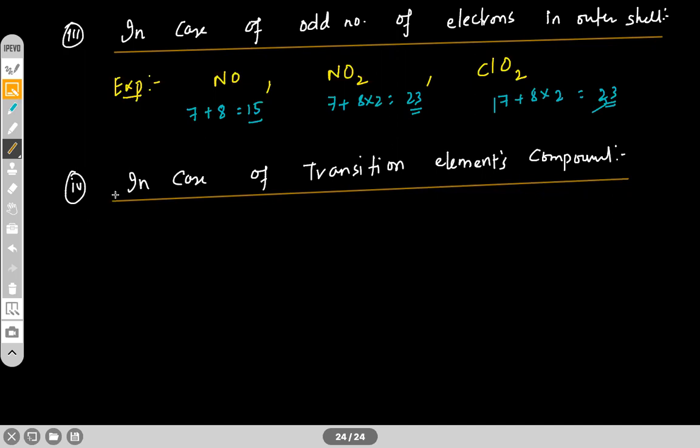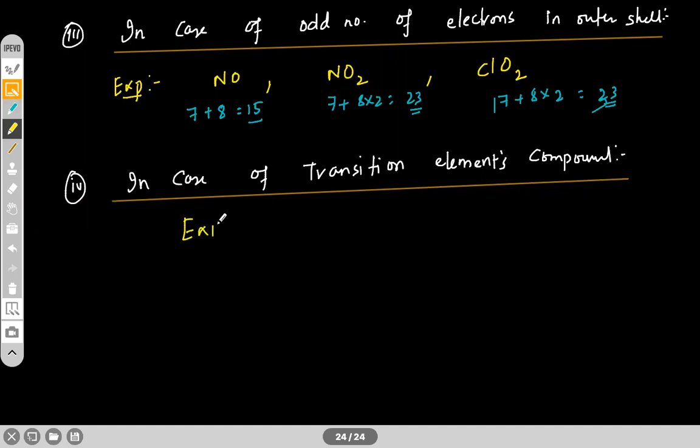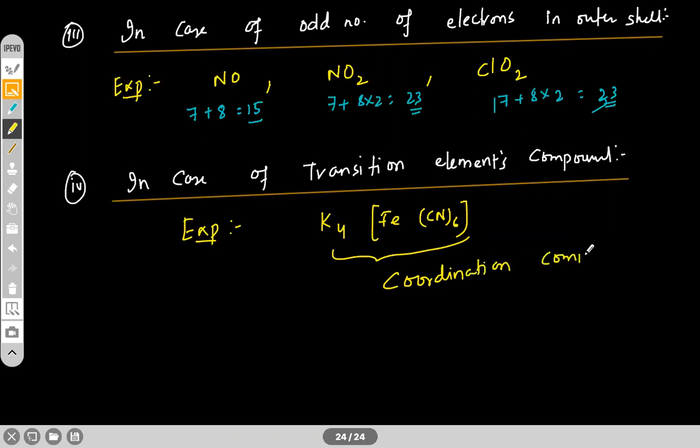Now in this one, you see the example we have. Transition element compounds, we call them coordination compounds. For example, K4Fe(CN)6. This compound we call a coordination compound, or we also call it a complex compound. There are many differences between the coordination compound and the simple compound like NaCl, MgCl2, etc. Those things we are not discussing now because we'll discuss this in grade 12. You have a chapter called coordination compounds. They will discuss all these things in detail.